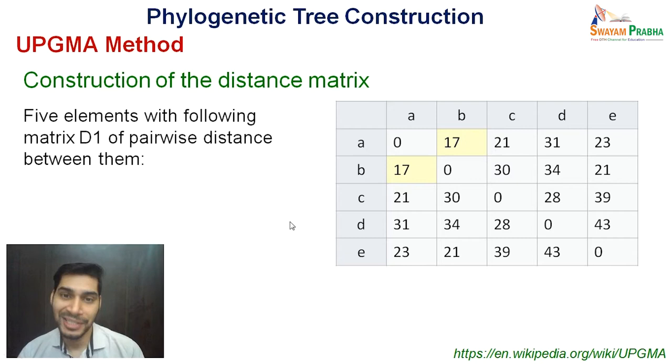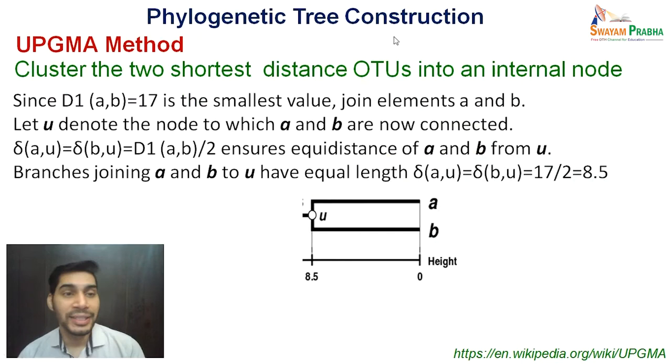Now, in this matrix, the smallest distance was 17 between A and B, this is the smallest value. So we will first join the elements A and B. That means after constructing the distance matrix, you need to join the two OTUs which are showing the minimum distance or the shortest distance value. Now let's say U denotes the node to which A and B are now connected. We are taking A and B, and let's assume that U is the node through which they are connected.